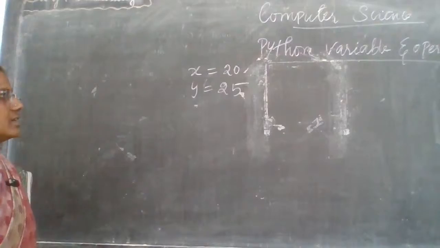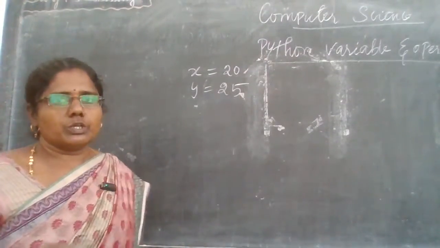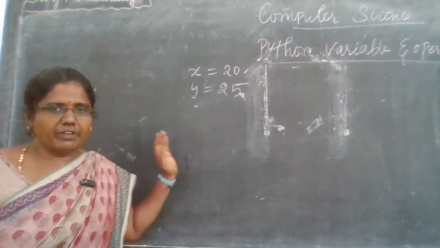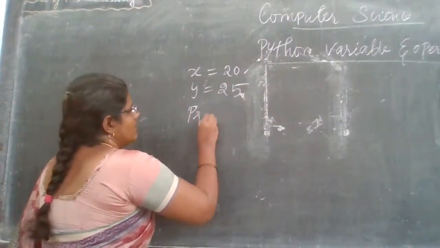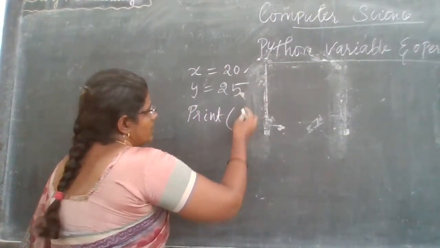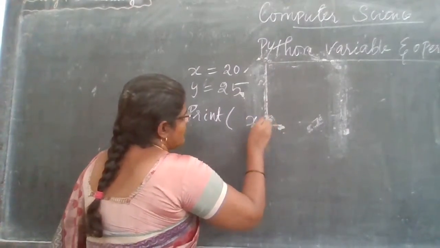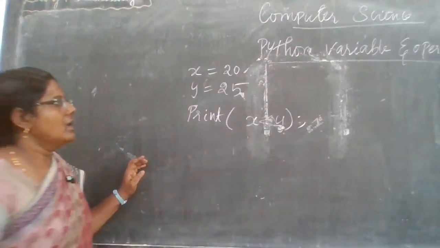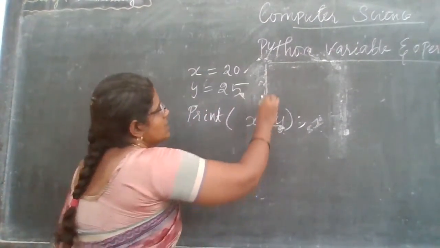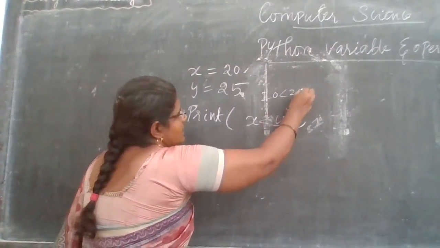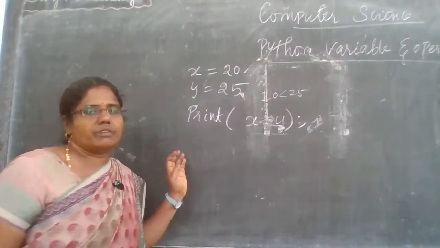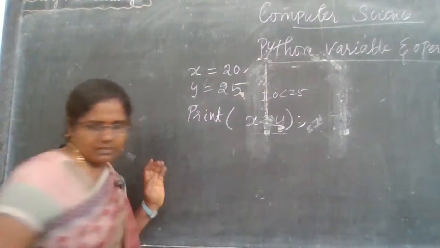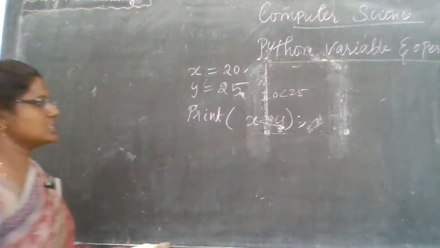First, if you want to display output, which function do we use? Good, the print function. So print. Now we are using x. Suppose I write x less than y. What is the value of x? 20. What is the value of y? 25. So 20 less than 25 returns the value true. So the output displayed on the screen will be true. It just displays true or false only.